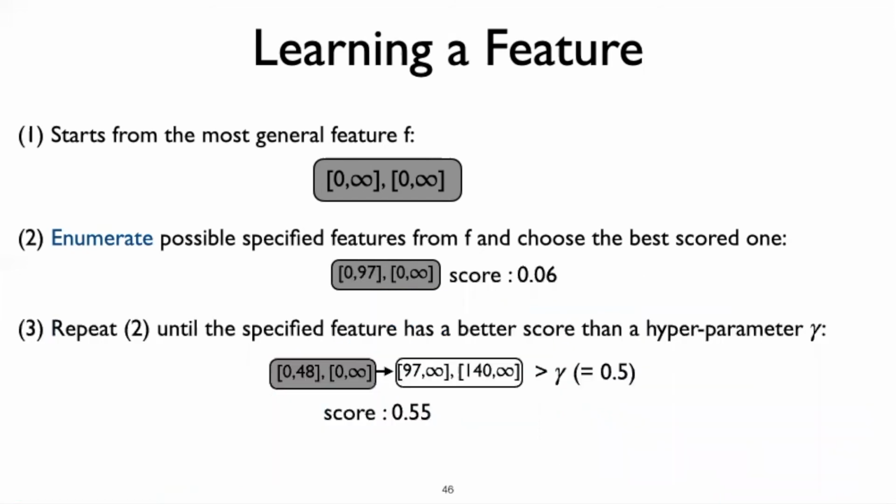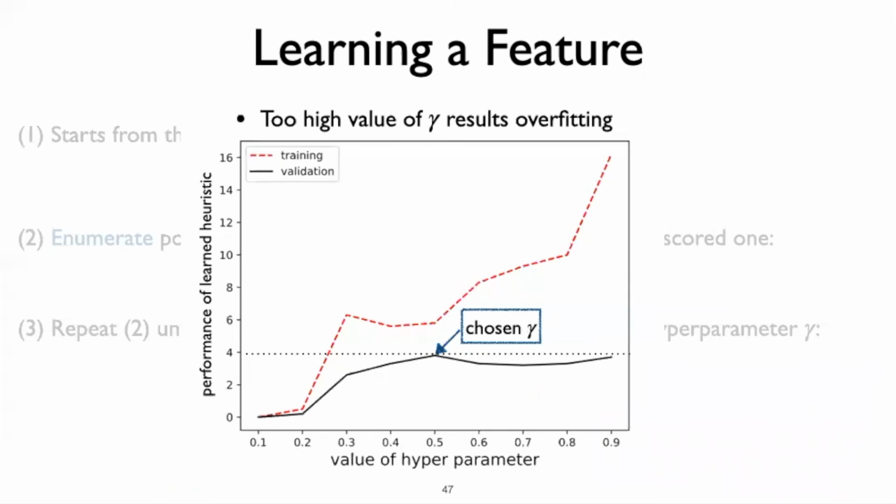Our algorithm repeats the enumeration until a specified feature has a better score than a hyperparameter gamma. The value of gamma plays an important role in the performance of the learned heuristics. If we use too high a value of gamma, the overfitting problem occurs. In this case, the learned heuristic is cost effective only for the training programs. To avoid this problem, we trained heuristics with various values of gamma and chose the one performing the best for the validation programs.